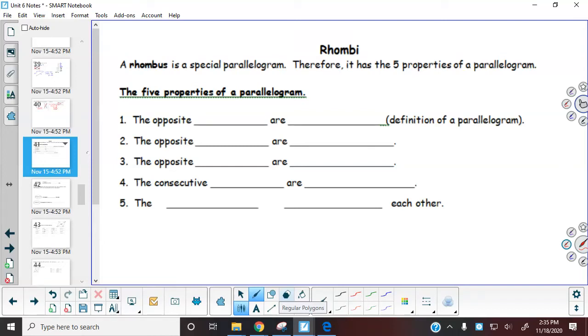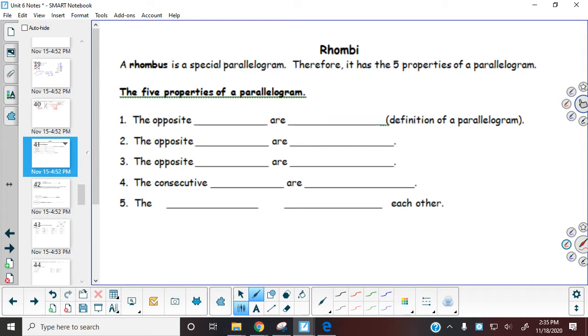So what we are looking at today, we are looking at the rhombus and we are looking at the square. If you notice in the title here, this says rhombi. That is just the plural of rhombus. What a rhombus is, it is a special type of parallelogram. Therefore, if you consider the properties of a parallelogram, these all will still apply to the rhombus.